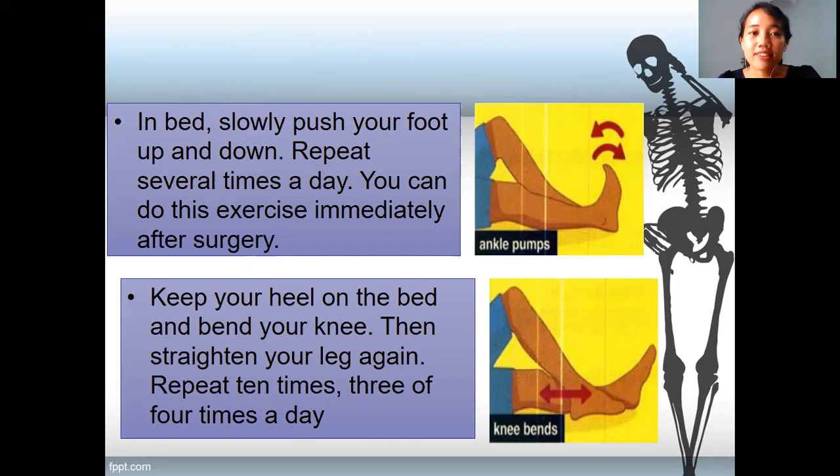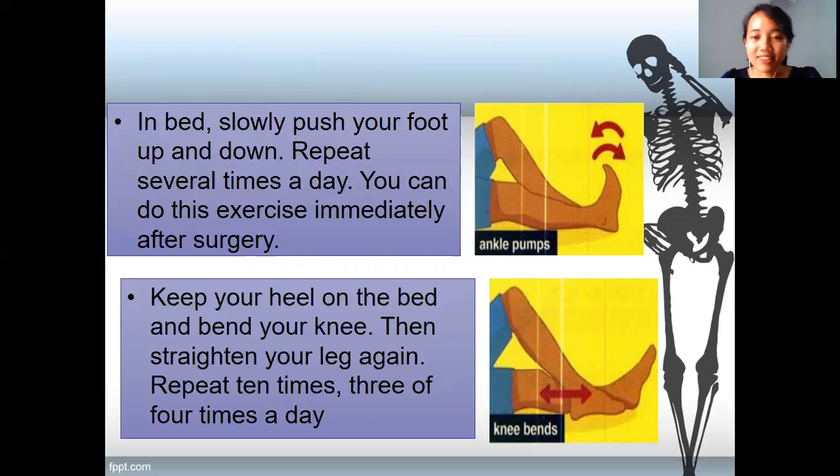Ankle pump is: in bed, slowly push your foot up and down. Repeat several times a day. You can do this exercise immediately after surgery. Okay, you can see the picture. The foot should go up and down.